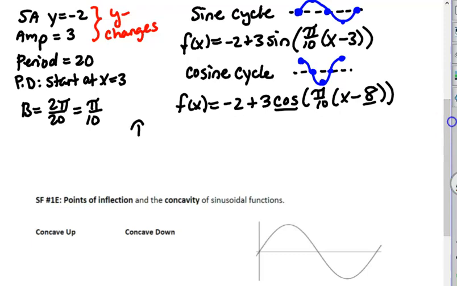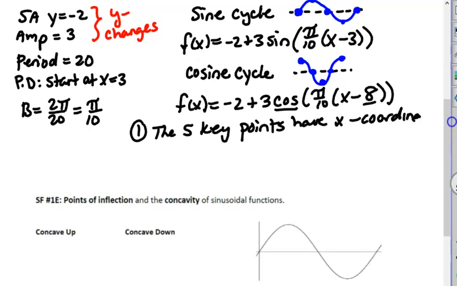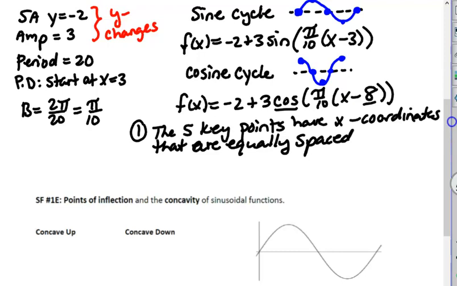So number one, a couple things I want you to write down is the 5 key points have x coordinates that are equally spaced apart. Okay? So the 5 key points have x coordinates that are equally spaced apart.